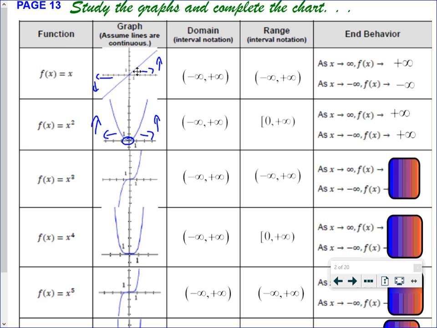f of x equals x cubed. That's what the function will look like. The domain, we see we hit every single possible x value, so the domain is from negative infinity to positive infinity. And the range is from negative infinity to positive infinity as well. For the end behavior, we can see as x increases, the y's increase, and as x decreases, the y's decrease with it. So as x goes to infinity, f of x is going to infinity. As x goes to negative infinity, f of x is going to negative infinity as well.